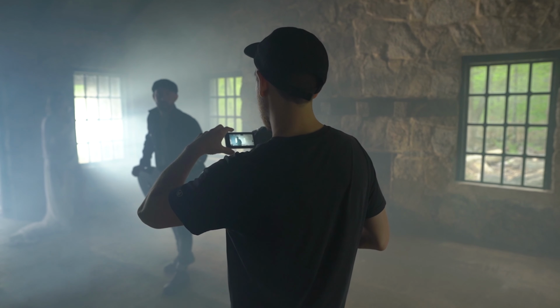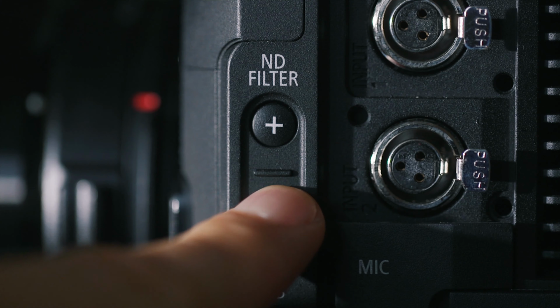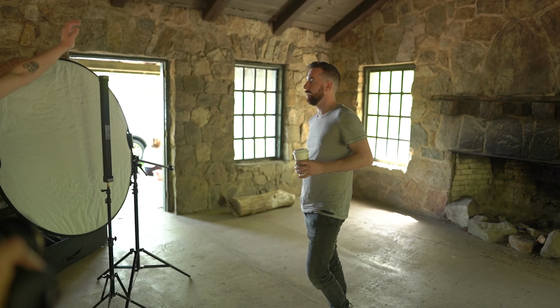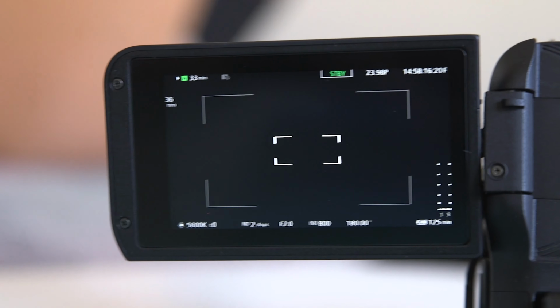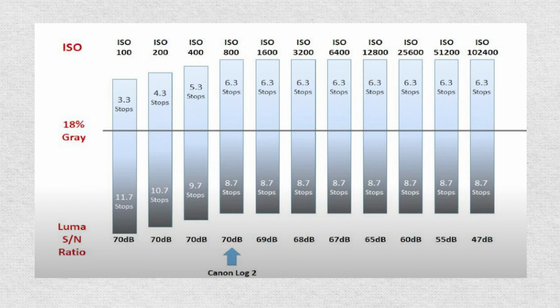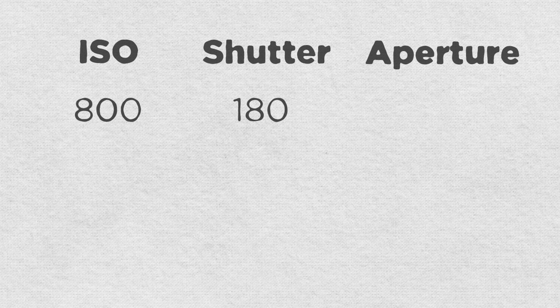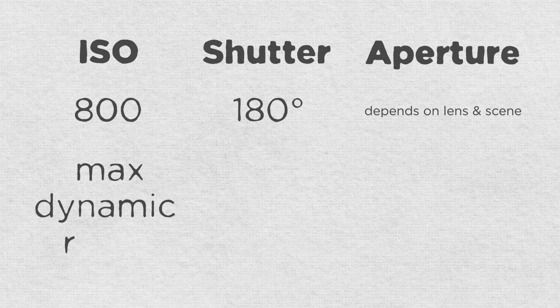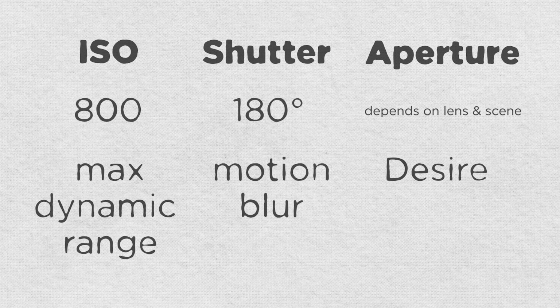So for the most part, I try to expose the C70 by using LUTs and the ND filters, and not touching any other camera settings if I can help it. So personally, this is where I start. I set the camera's ISO to the native, the shutter angle to 180, and the f-stop to whatever depth of field makes sense for the scene.